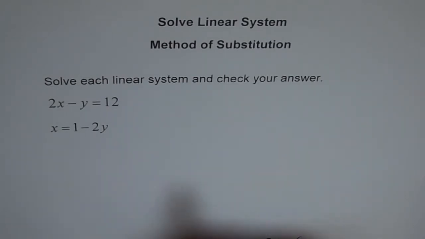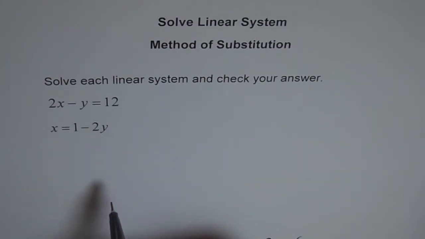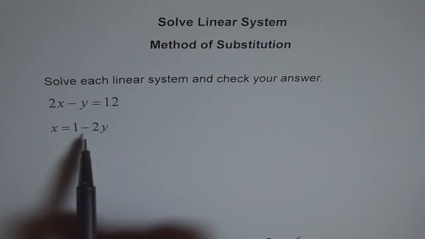We use a couple of methods. One is graphical methods, one is substitution, which we'll do now, and one is elimination. This example is very good to use substitution. The reason being that one of the equations is explicitly shown as one variable equals the other.